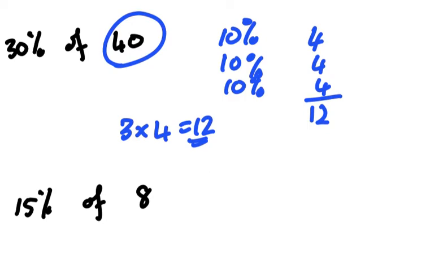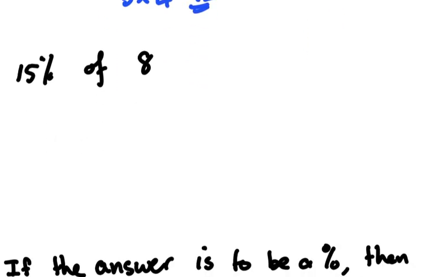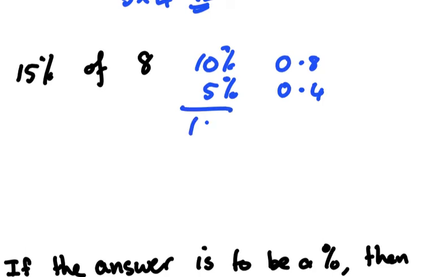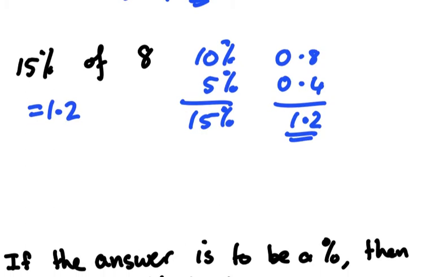10% first, then 30. Here we want to find 15% of 8. Well, I'm going to find 10% of 8. That is 0.8. 5% is half of that. That's 0.4. So 15%, I would add those two together, 1.2. So 15% of 8 equals 1.2.